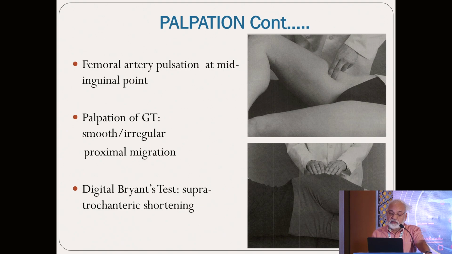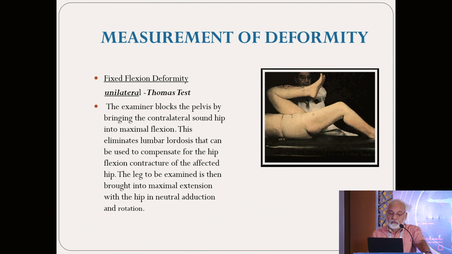Then in palpation we need to check the mid-inguinal point for the femoral artery, because if there is a dislocation of the hip joint, then the pulsation would be absent. Then we need to measure the deformity also. Like fixed flexion deformity: if it is unilateral, then we can go for the Thomas test, which is very simple. We have to obliterate the lumbar lordosis, and then see how much flexion there is at the affected hip joint.